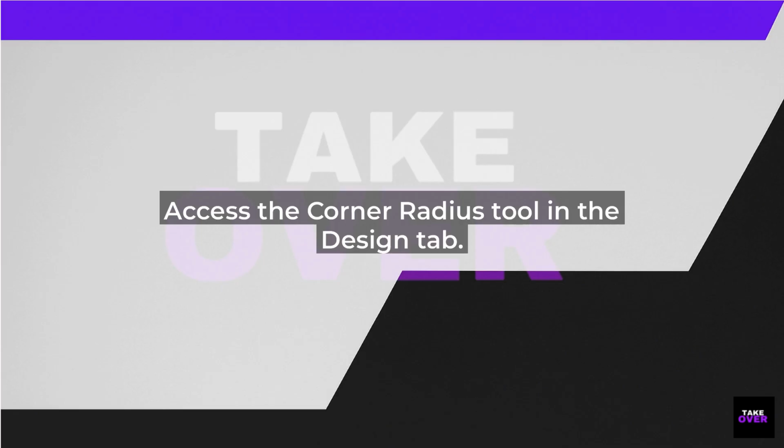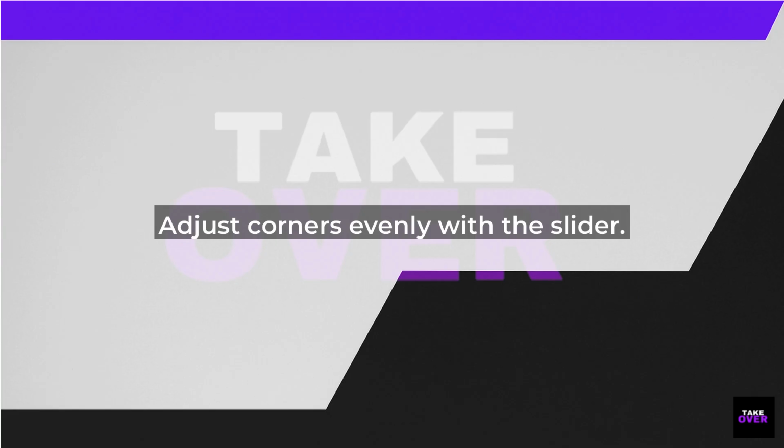If you're using a rectangle, you can simply click and drag the slider to round the corners evenly. For more control, click on the individual corner icons to adjust each one separately. This is perfect for creating asymmetrical designs, like buttons with only rounded top corners.